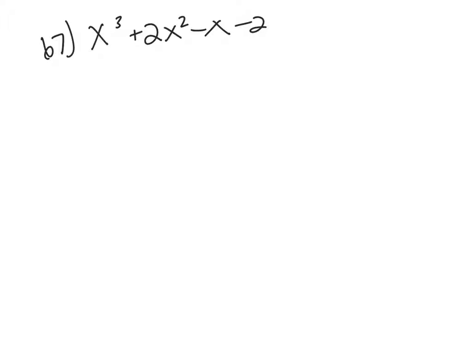This is another factor by grouping problem. So in this case, underline the first two, underline the last two, and we'll look for their GCF. So the GCF of the first two is x squared. For the second two, the GCF is just 1. They have nothing else in common. So we take the x squared out of the first two. You're left with x plus 2.